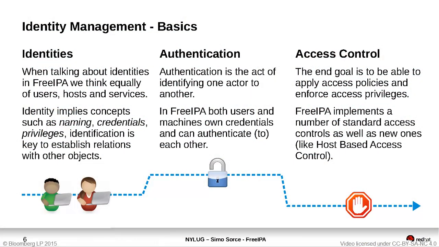When I talk about identities within FreeIPA, we think equally about users, hosts, and services. These are the three types of identities we care about, and we'll see why. For an identity, what matters is the name, their credentials, if any, and privileges that are attached to them. And in order to be able to use this identity, you also need authentication, which is the act of identifying someone to something else. FreeIPA uses credentials for users, machines, and also services in order to authenticate each other using mutual authentication where possible.